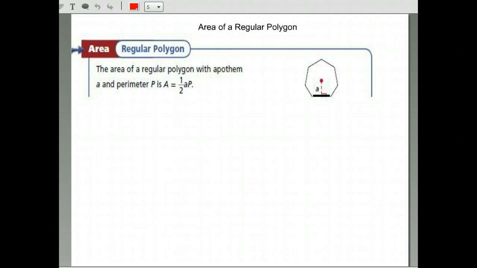Okay, so if you read the lesson in your book, you know that a regular polygon, well, a polygon is a many-sided figure, so it can have 6 sides, 7 sides, 8 sides, 3 sides. That's a polygon. A regular polygon is one in which all of the sides are the same length. Okay, so here's an example.